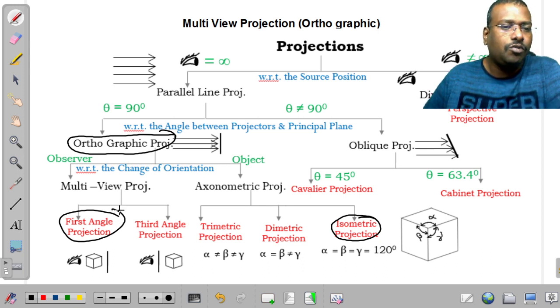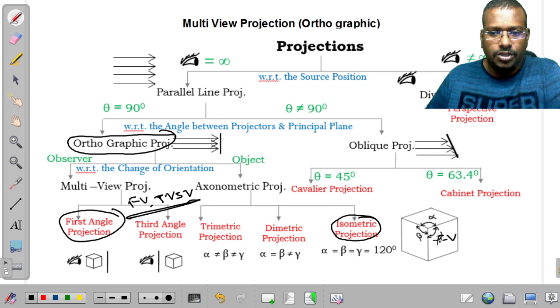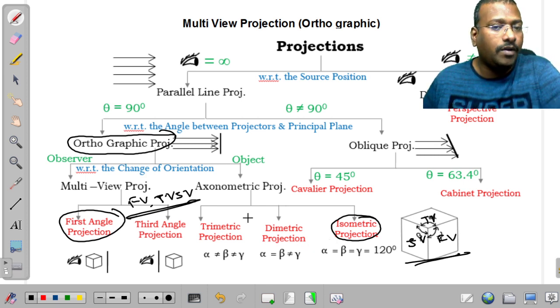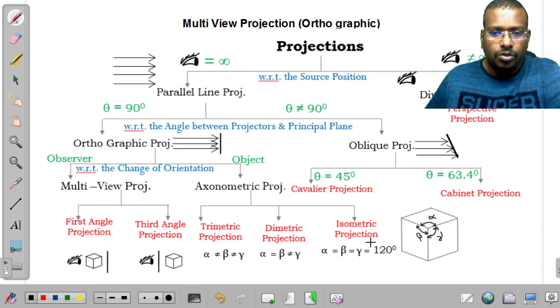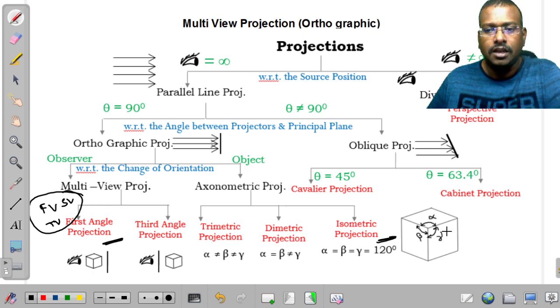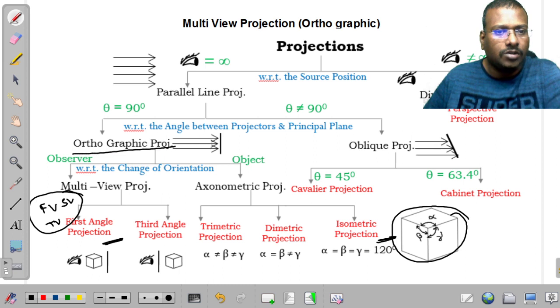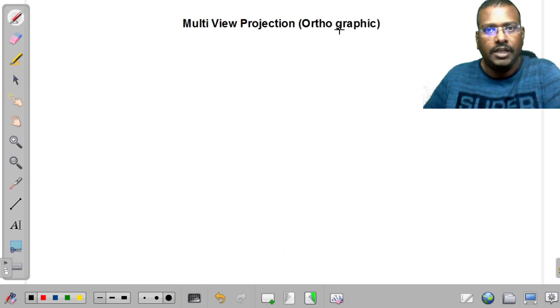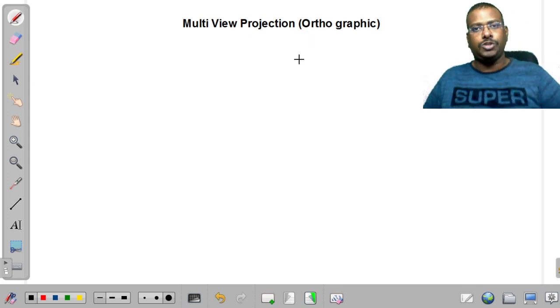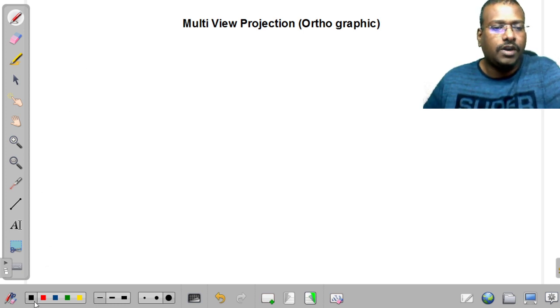But most people will think that when the front view, top view and side view are given, it is orthographic, and if you draw the object in a different way, it is considered isometric. Try to keep that information away because it is not correct, because isometric and first angle projection, that is, front view, top view, side view, both come under orthographic projection. That is why I mentioned multi-view in brackets, to avoid confusion, because multi-view is one type of orthographic projection.